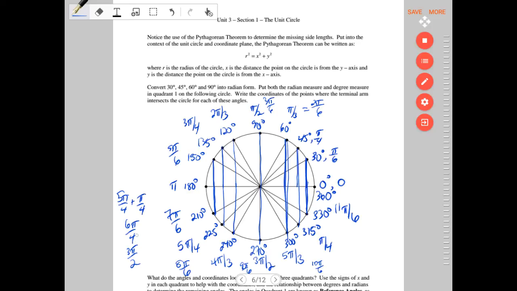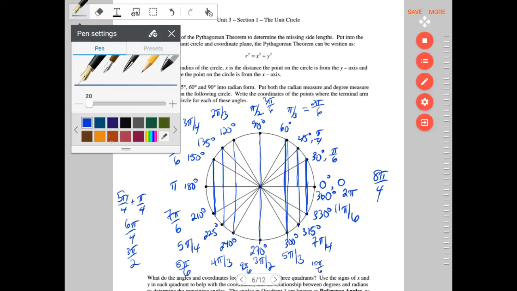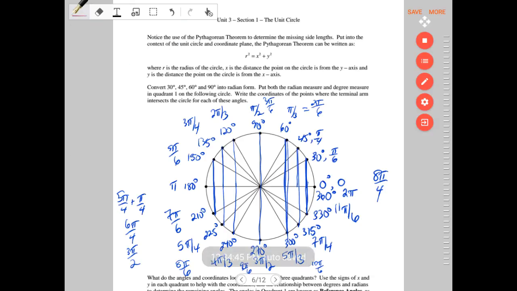And then add another pi over 4 to 6 pi over 4, so that would give me 7 pi over 4. And then another pi over 4 would give me 8 pi over 4, which of course gives me 2 pi. 8 pi divided by 4. Okay, good. I think we now have everything on the circle labeled in terms of degrees and in terms of radians. Okay, so you can see that there are definitely some patterns going on here.